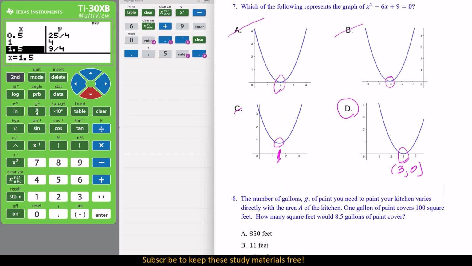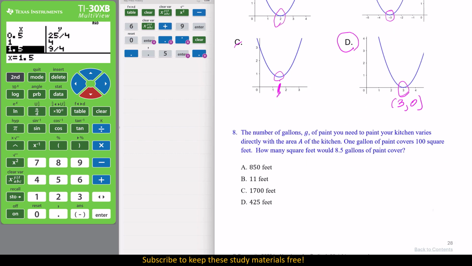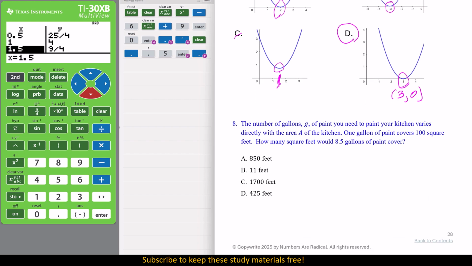All right, so let's look at number 8. All right, let's see here. Number 8 says the number of gallons of paint you need to paint your kitchen varies directly. That's important. Directly with the area of the kitchen. 1 gallon of paint covers 100 square feet. How many square feet would 8.5 gallons of paint cover? Okay, a lot of good things being said here.